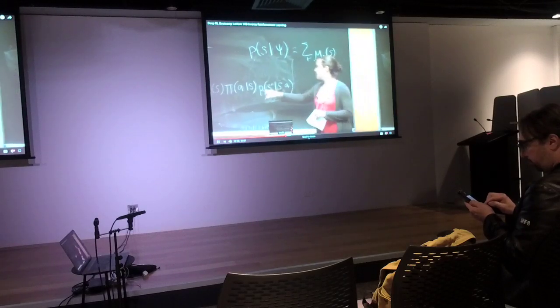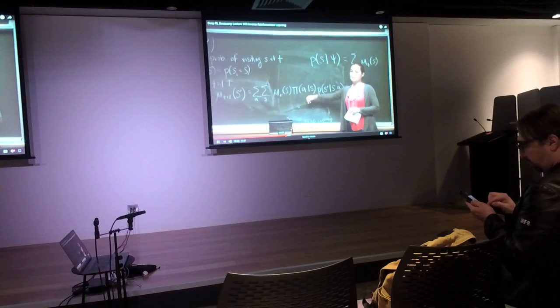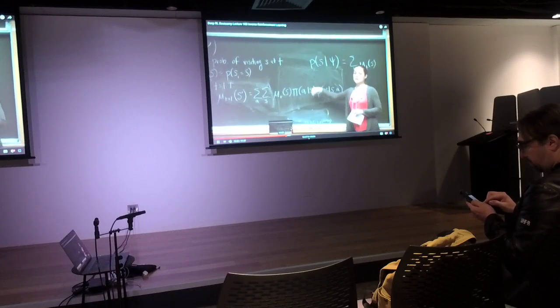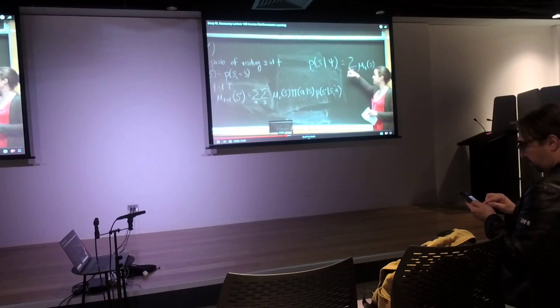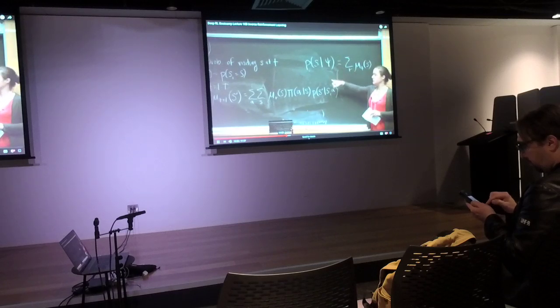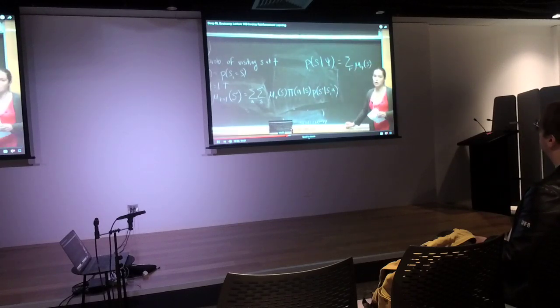So one thing to note here is that this pi here needs to be the optimal policy with respect to your reward function, because we're trying to find the state visitation frequencies under that optimal policy. So in order to compute these state visitation frequencies, we need to first compute the optimal policy, and then we're going to compute using this algorithm.